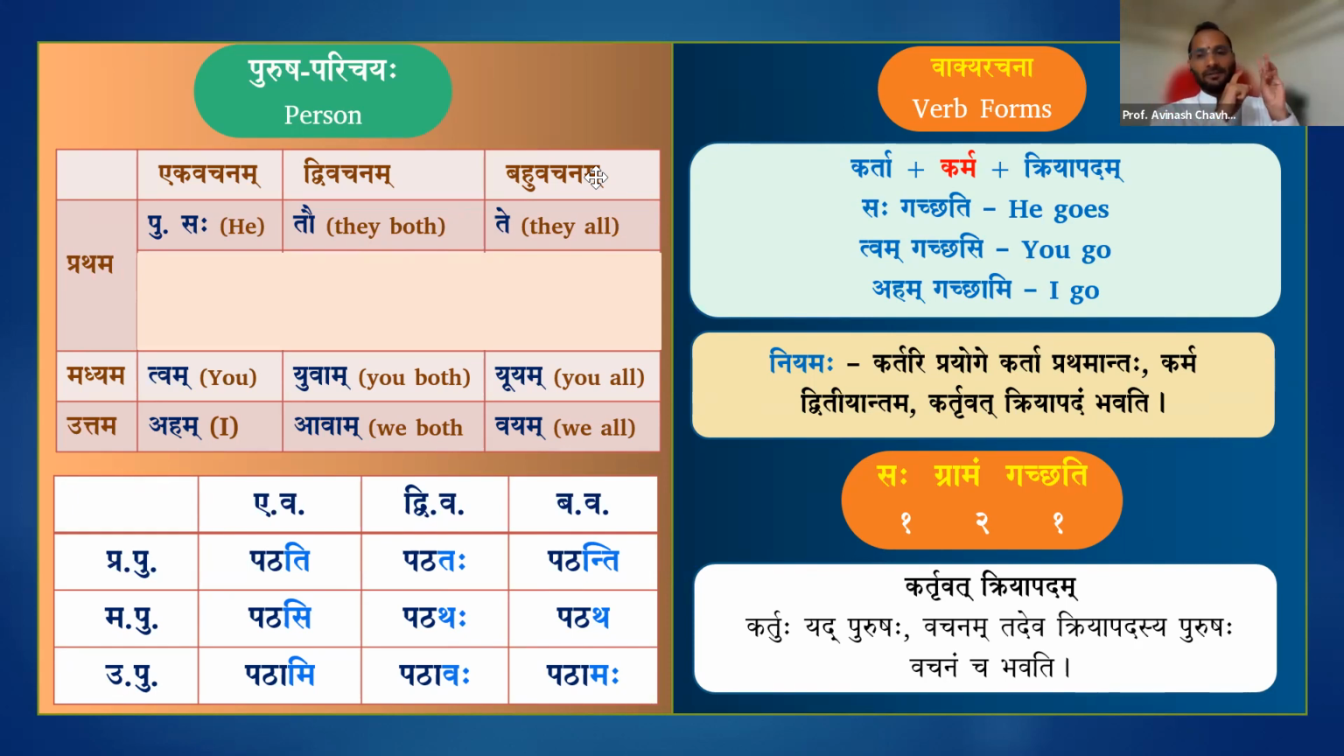So our rule is, if you are making a sentence in kartari prayoga, in active voice, karta will be in prathama vibhakti. If you are using karma, karma will be in second vibhakti. And kriya pada will follow the karta in active voice. Follow the karta means what? If karta is in prathama purusha, kriya pada also will be in prathama purusha. If karta is in bahuvachana, kriya pada also will be in bahuvachana. So this is the rule.